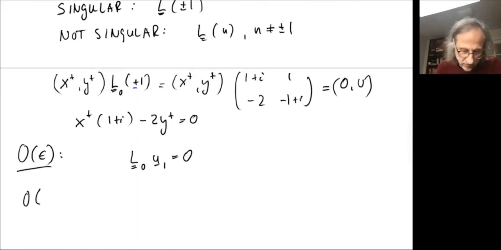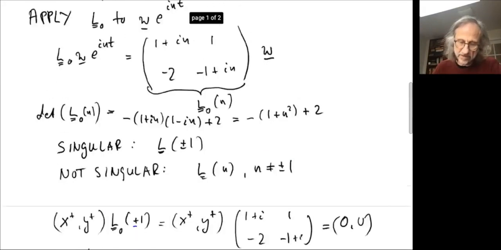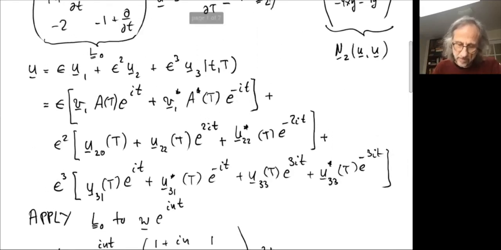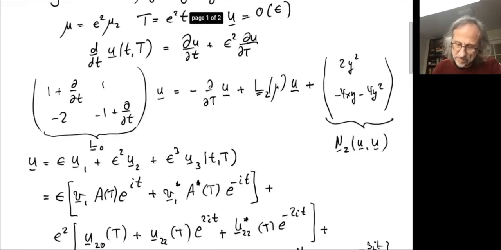Okay, then order epsilon squared. There we have L0 times U2 is equal to, on the right-hand side, well, as I noted, these are order epsilon cubed, so you only have this one. So we have now N2 of U1 and U1. That's going to be a quadratic term.